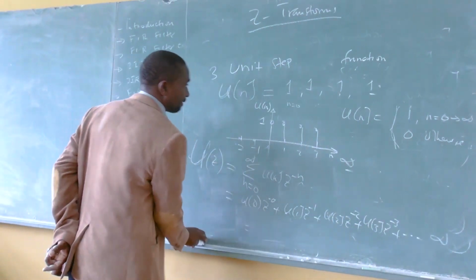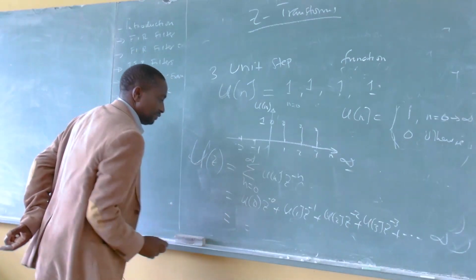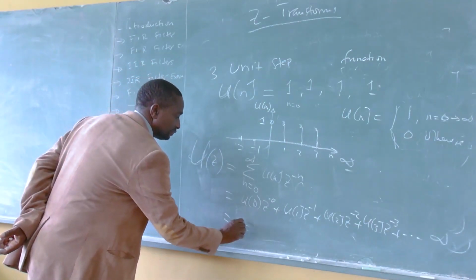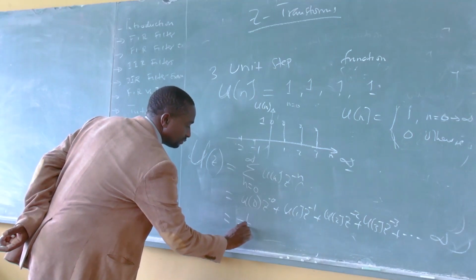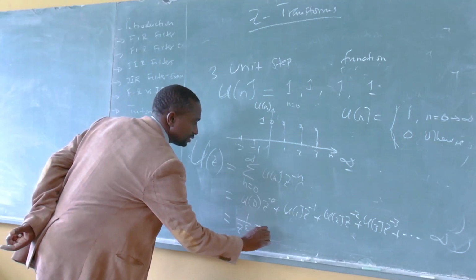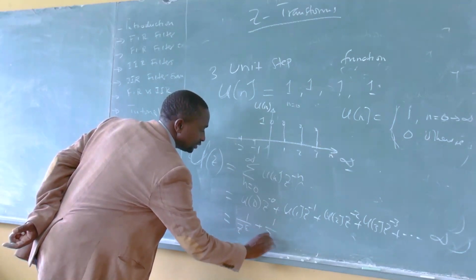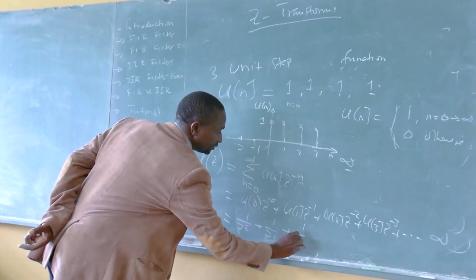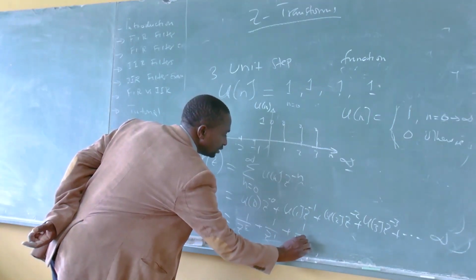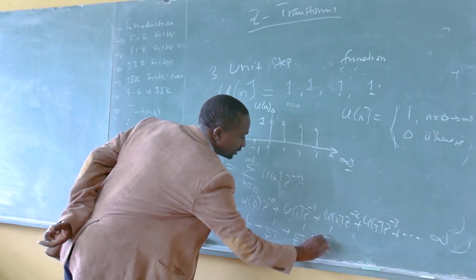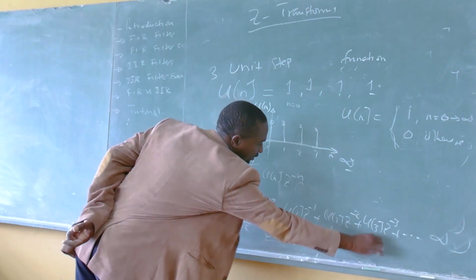Now, we can simplify this to have 1 over z to the power 0 plus 1 over z to the power 1 plus 1 over z to the power 2 plus 1 over z to the power 3, and this goes on.